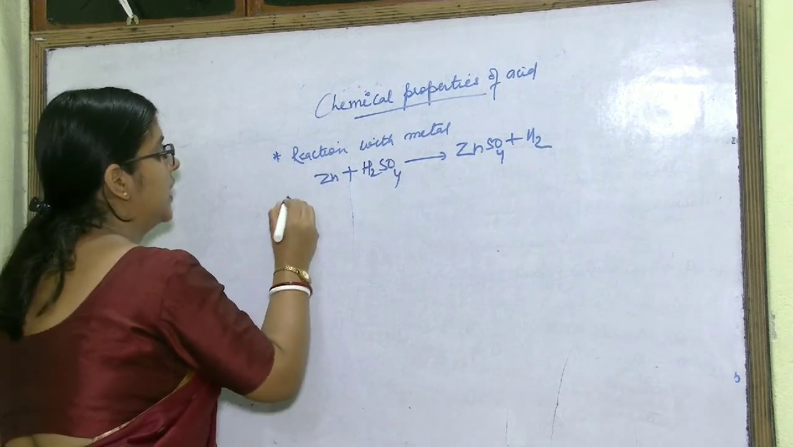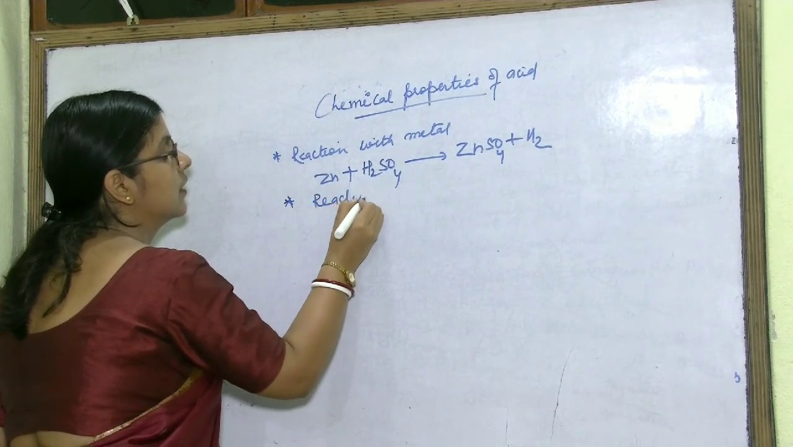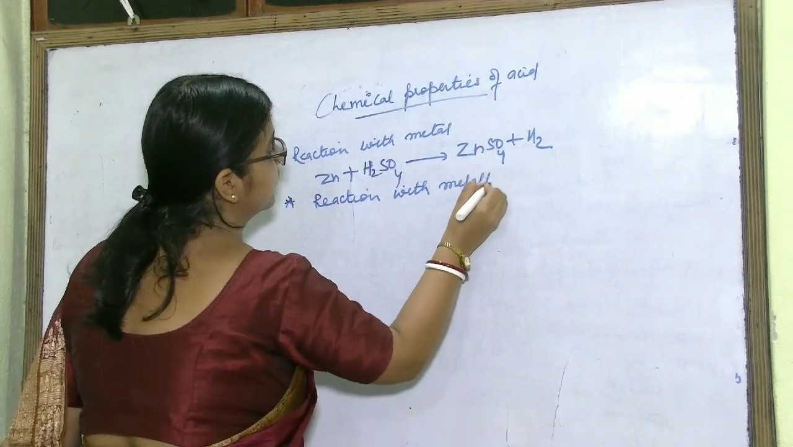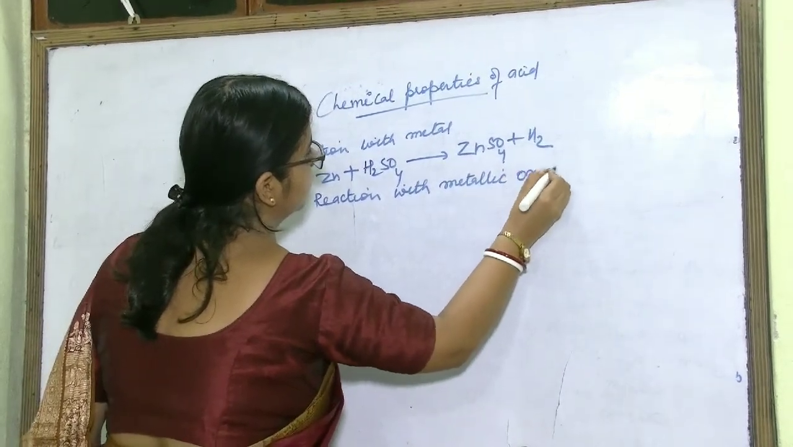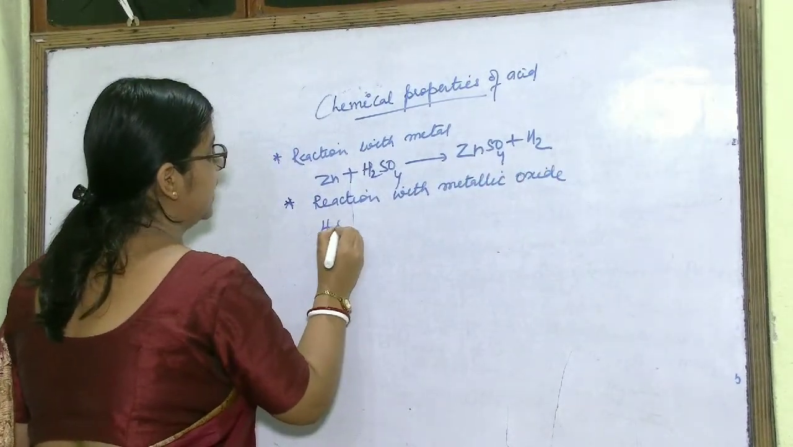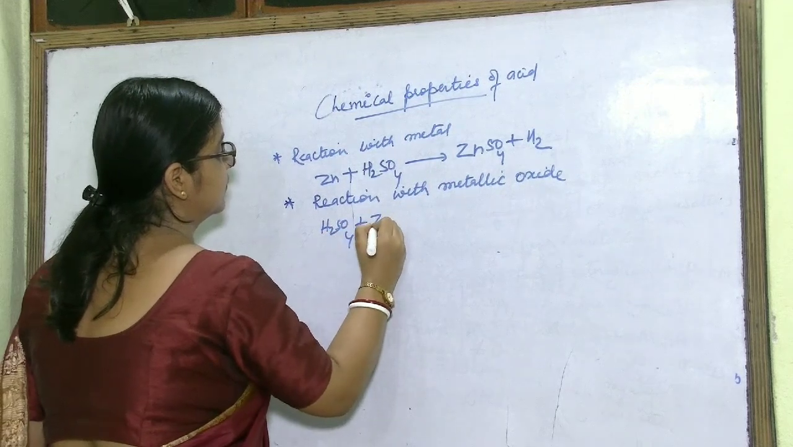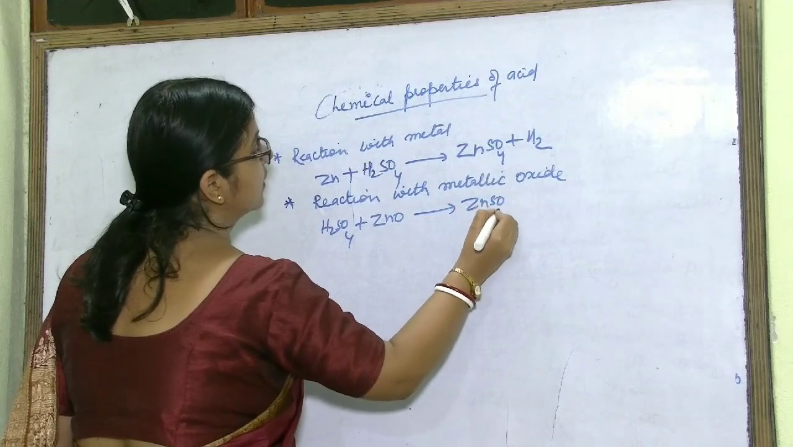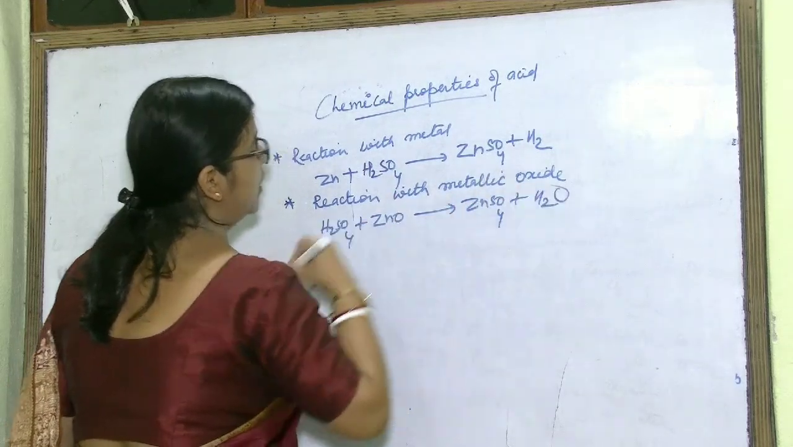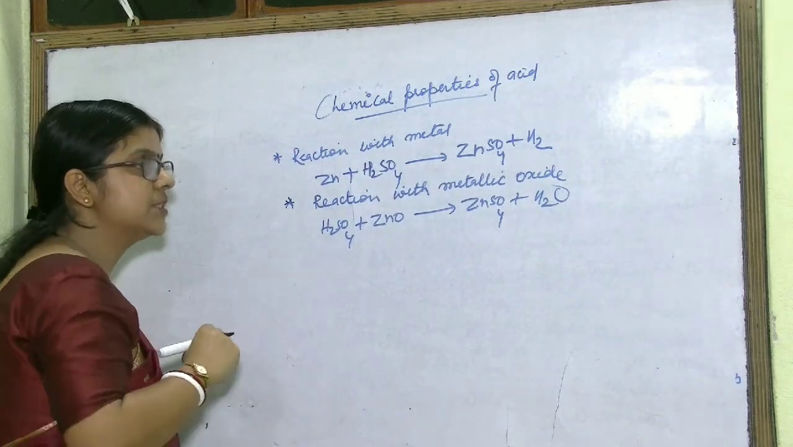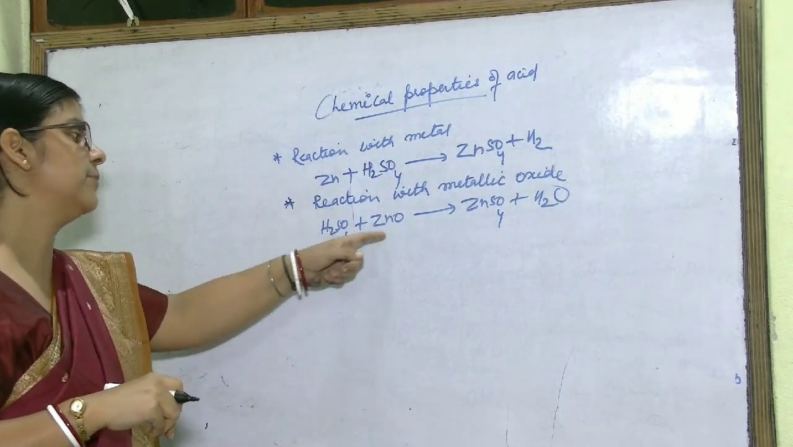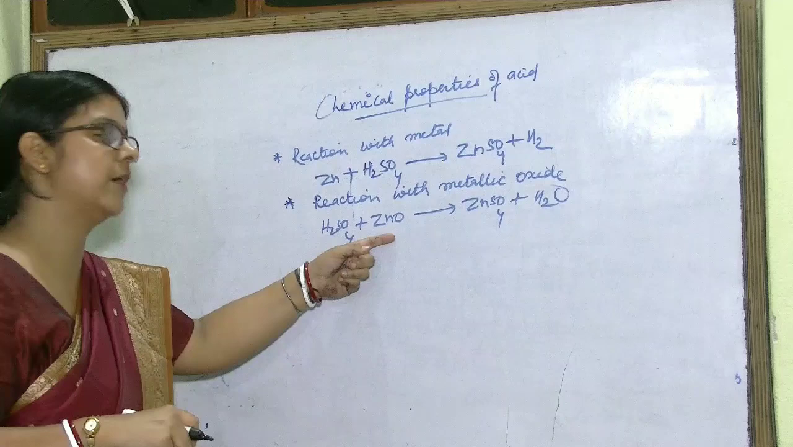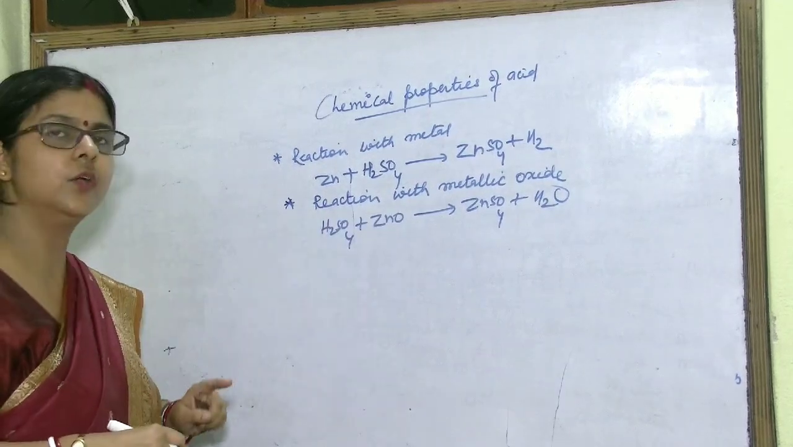Next, reaction with metallic oxides. Acid reacts with metallic oxides to form salt and water. What you will get? Salt plus water. I have taken the same example, ZnO, over here. Here it will give zinc sulfate plus water. Since we have taken the oxide of the metal, we are getting water.